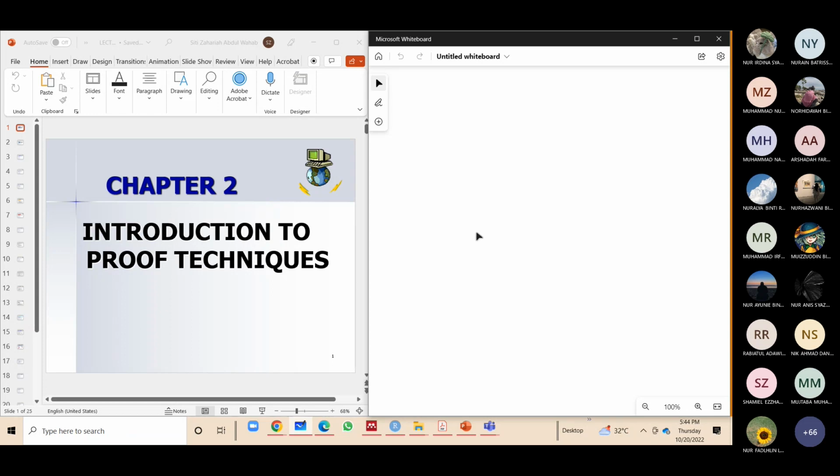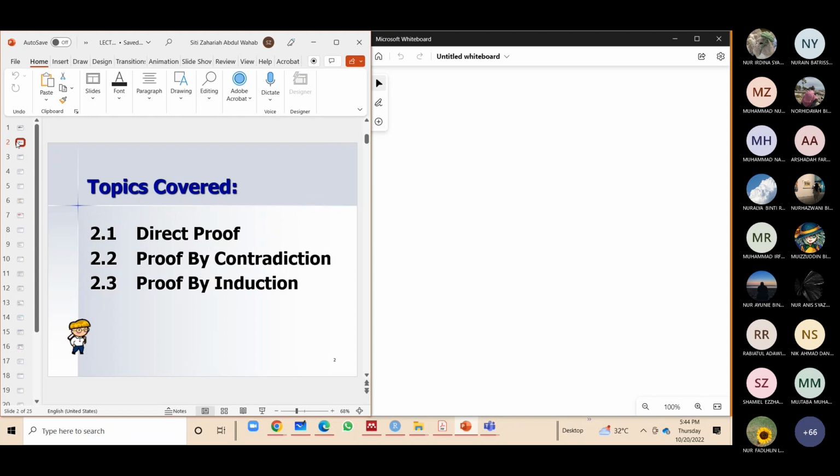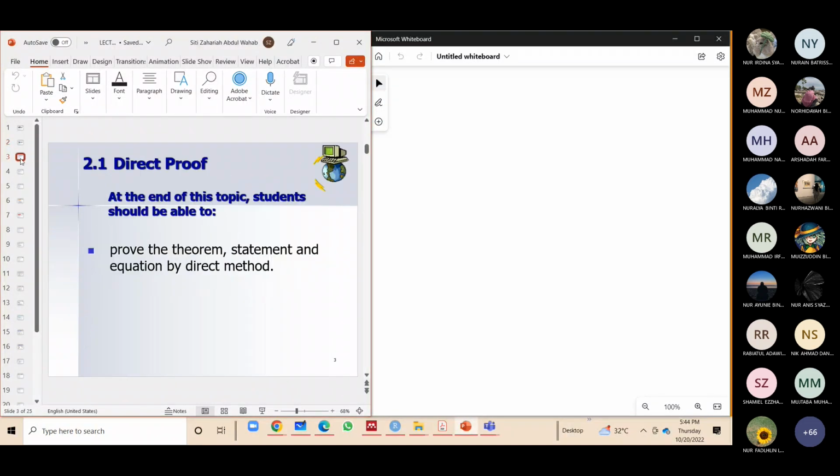All right, chapter 2, introduction to proof techniques. There are 3 types of proving techniques: direct proof, contradiction, and induction. Okay, we start with direct proof.